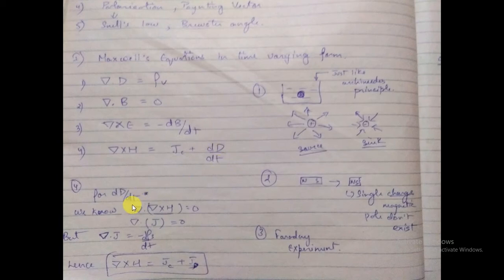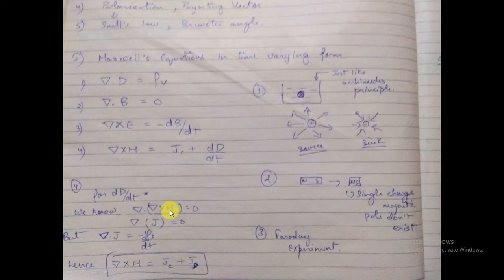So as we know, del cross H is equal to 0, and for that H we can take any vector. This property we learn in chapter 1, curl and divergence. I think you should do it because it's very important and not that tough, so it can be handled. So now, del cross H is equal to 0 according to the property.